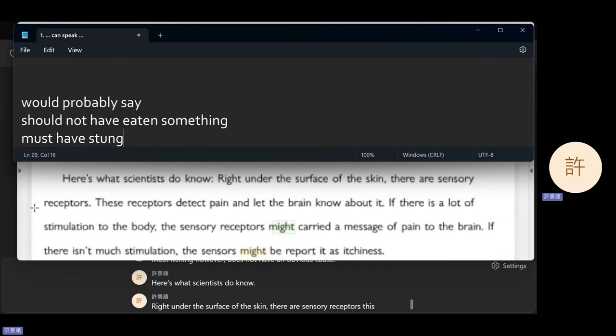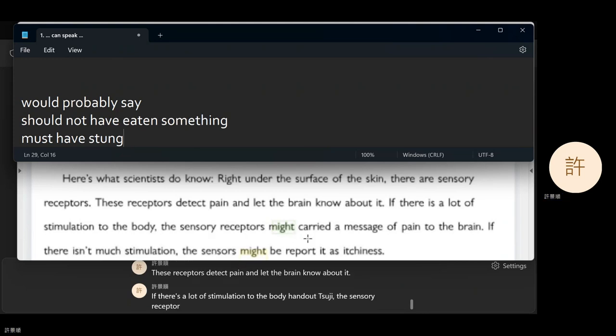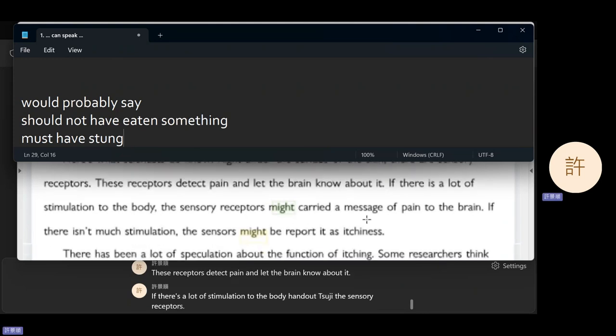This word looks like receipt, 收据. You get a receipt when you receive the object that you buy. 所以是接收器, receptor. These receptors detect pain and let the brain know about it. If there's a lot of stimulation to the body, 很多刺激, the sensory receptors might carry a message of pain.